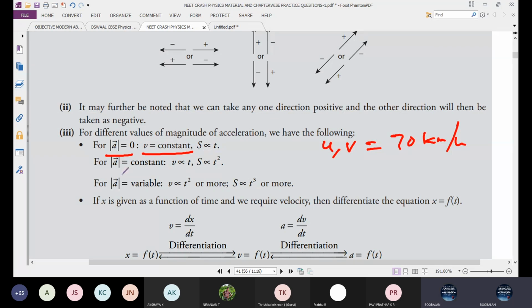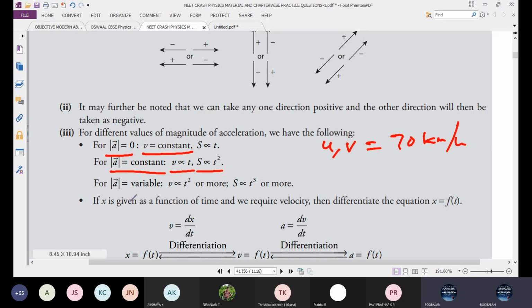Another case: the a value is constant. Then v is directly proportional to t. Acceleration is constant; as time increases, v also increases. It is a linear graph. At that time, the a value is constant, and the S value is directly proportional to the square of the time. In this condition also, you get the a value constant. So this is based on the graphical reference.